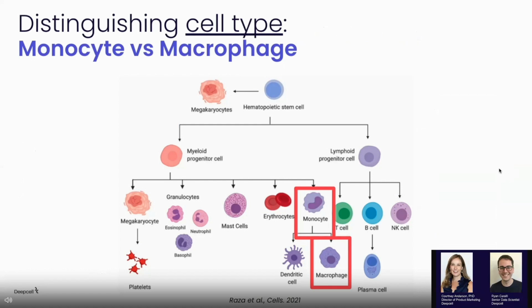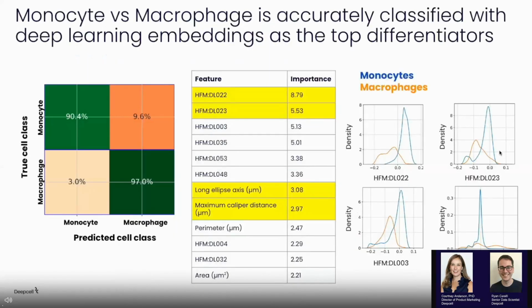Next, we'll look at how REM-I imaging can distinguish differentiated macrophages from monocytes. These classes are again separated with high accuracy, greater than 90% by morphology alone, and we find that deep learning features are top differentiators, which emphasizes the value of deep learning to this technology.